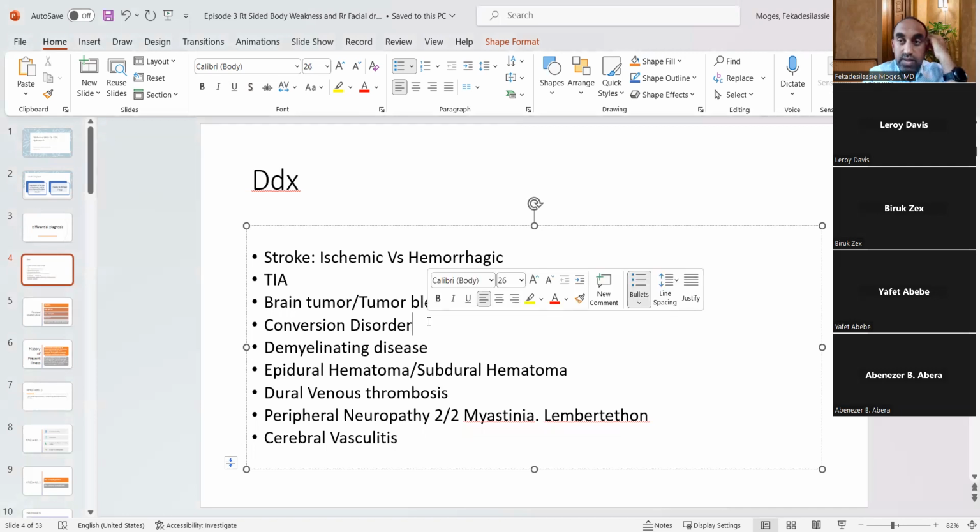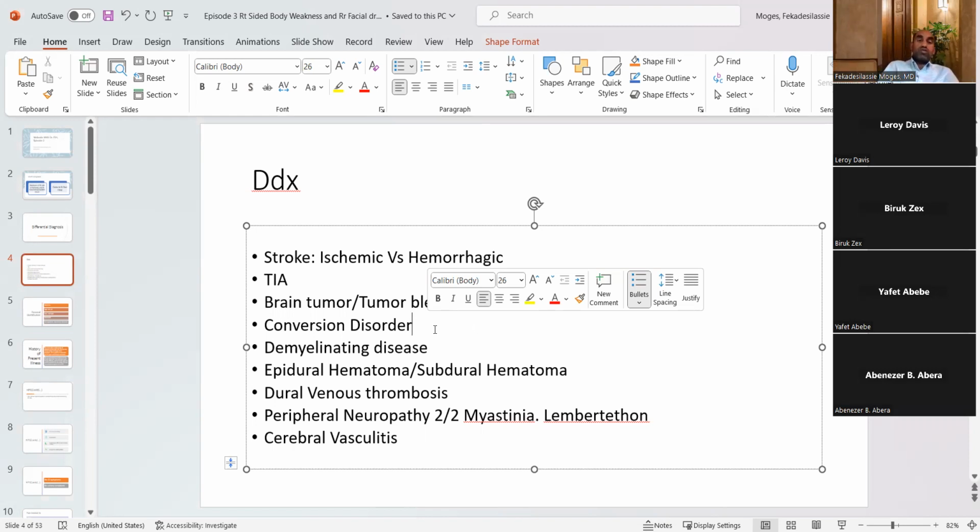Conversion disorder, yes, it is a possibility. It's a psychiatric manifestation of certain stressful situations and all that. Some people may develop weakness of the body, but it's not common as such to have facial droop, right? So that makes it less likely. Number one, and number two, it has to be a diagnosis by exclusion. So you cannot say, oh, this is a conversion disorder, and ignore the patient unless you rule out other important differential diagnoses.